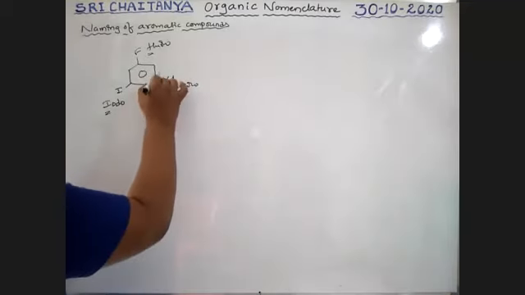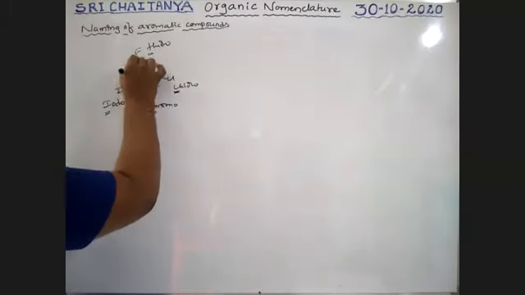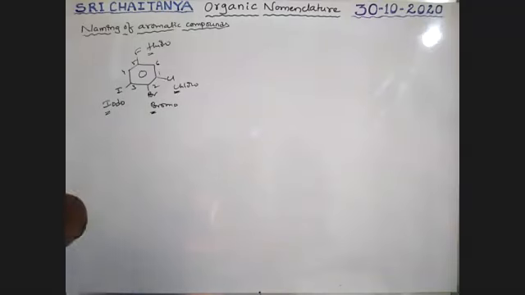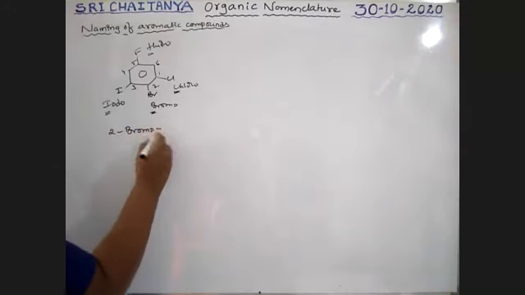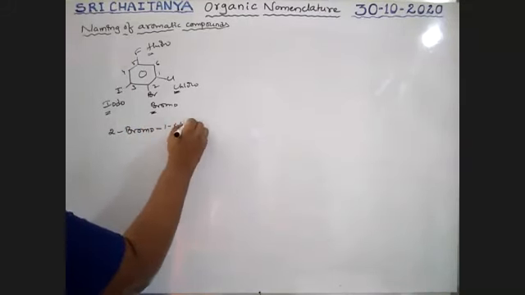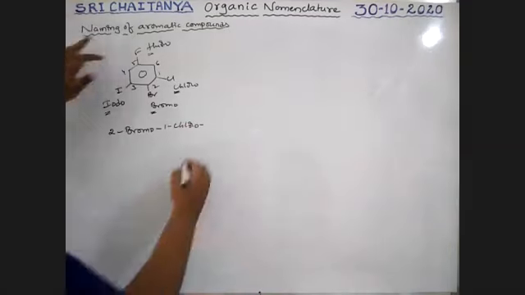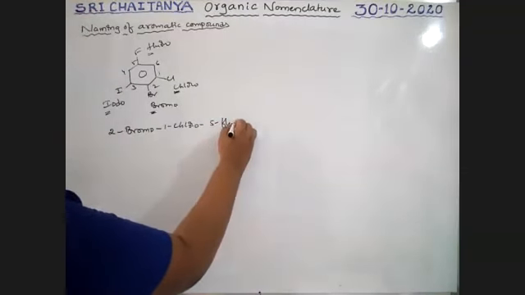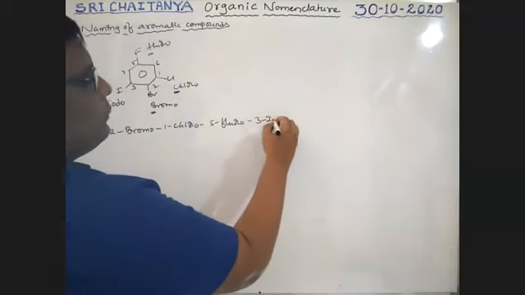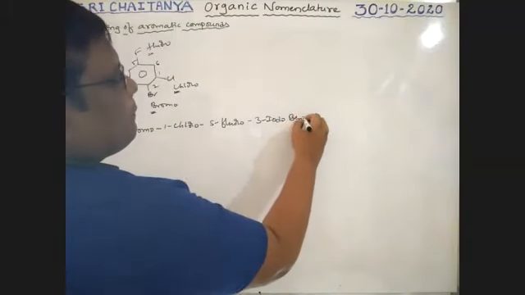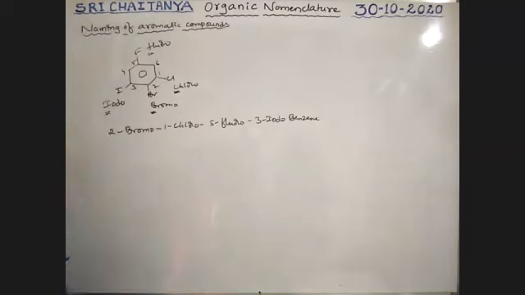Therefore, it is 1, 2, 3, 4, 5, 6. Write down its name. 2-bromo, alphabet rule, 1-chloro. Next 5-fluoro, 3-iodo benzene. Okay. Next.